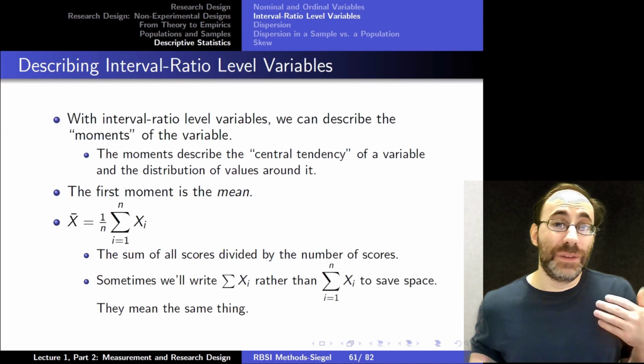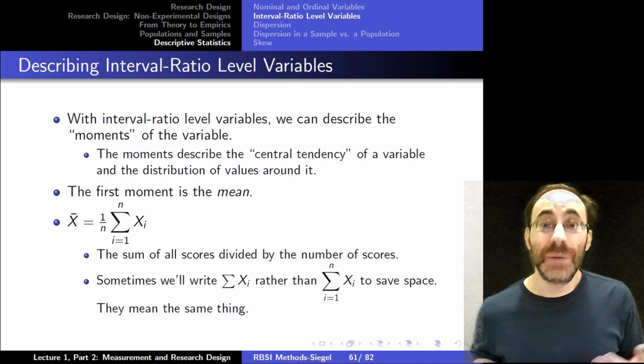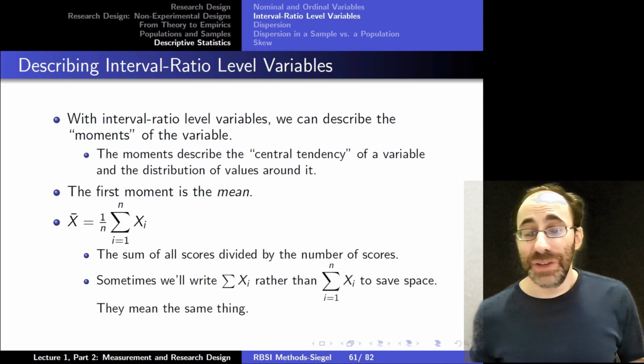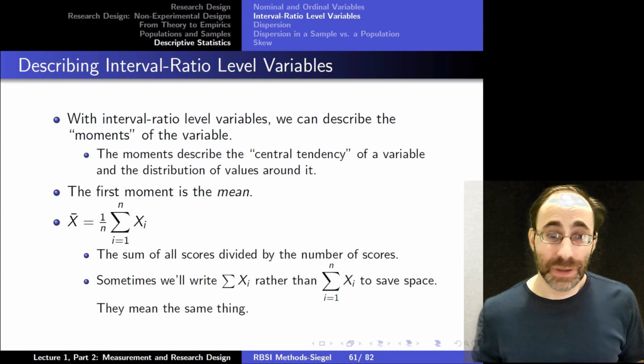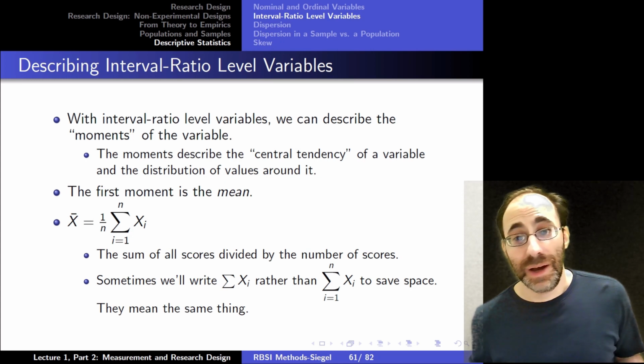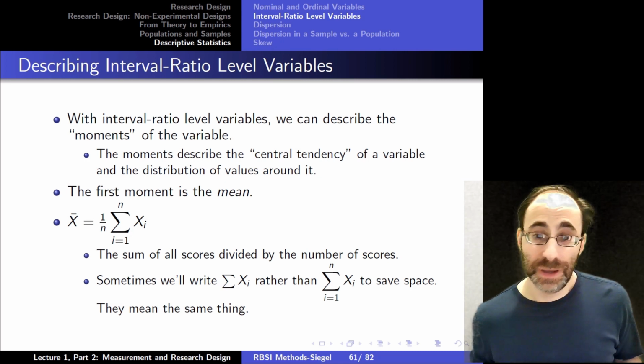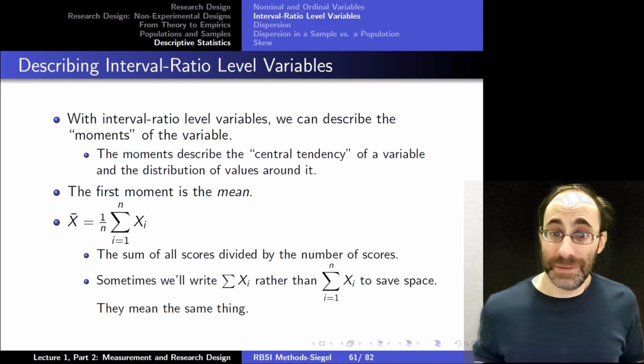Okay. The one you're more familiar with probably is what to do with interval ratio variables, which are just numbers. And for those, we can describe moments of the variable. These moments, the first moment describes the central tendency of a variable. Higher moments describe distributions around the central tendency. The first moment is the mean.